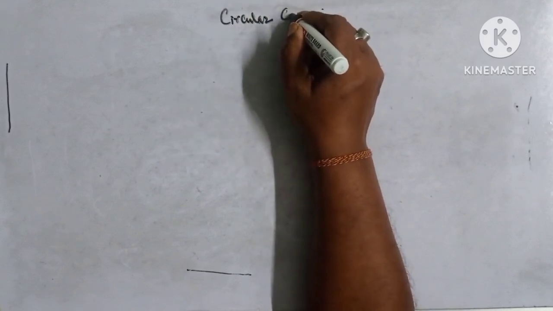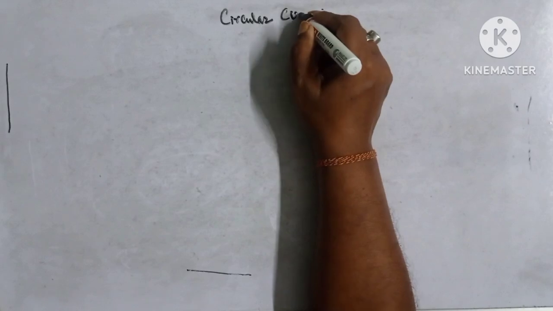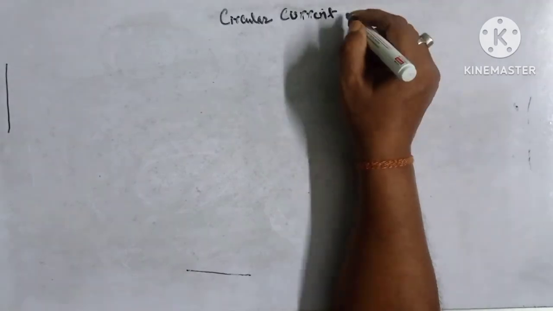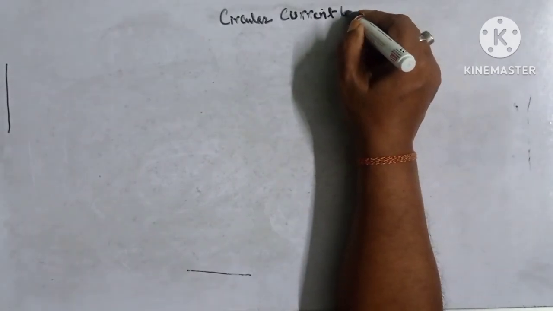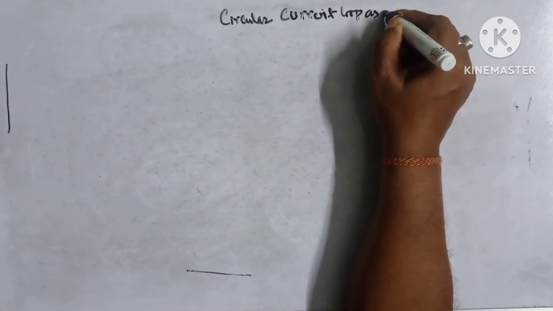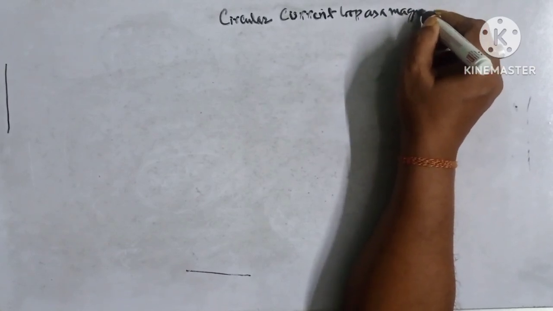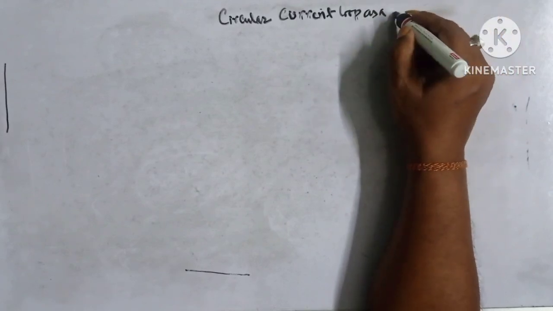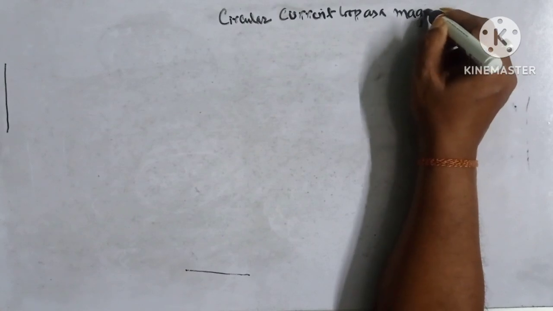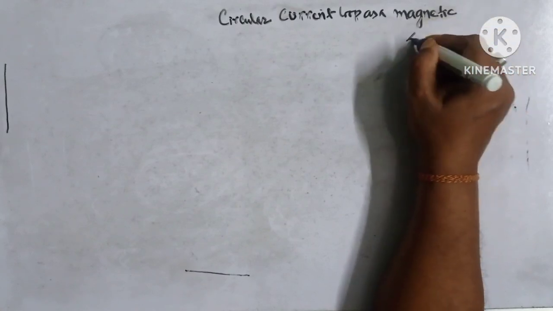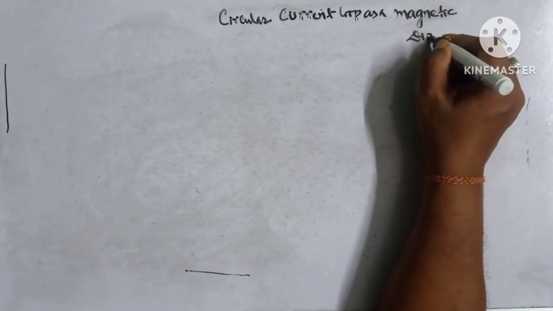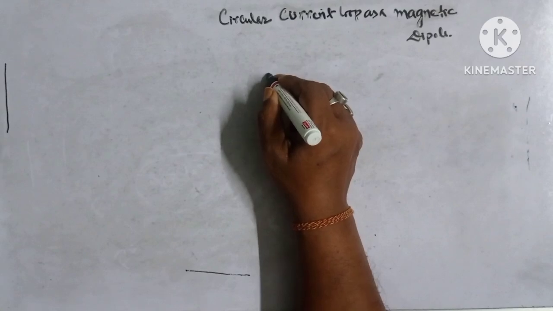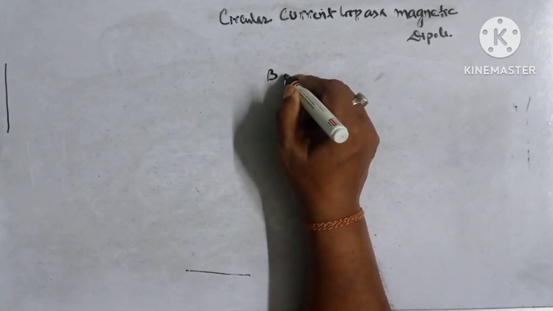Circular current loop as a magnetic dipole. Just now you have seen your magnetic field in a circular loop.